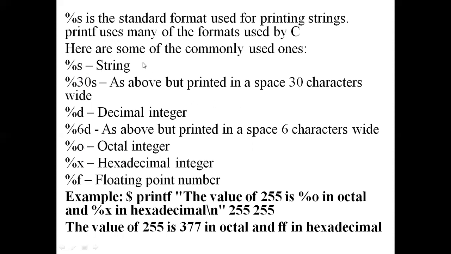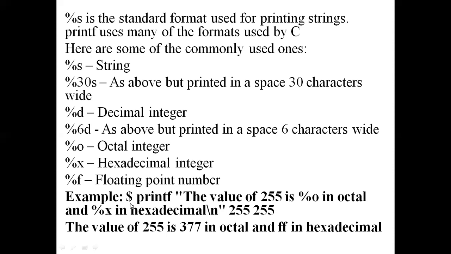That is, %s is used for printing a string. If you use %30s, it will print the string with a width of 30 characters; it will give a space of 30 characters, then print the string. If you want to print decimal numbers, you can use %d. If you want to print a decimal number with a width of 6 characters, you can make use of %6d. If you want to print an octal integer, you can make use of %o. If you want to print a hexadecimal value, you can use %x. If you want to print a floating point number, you can use %f.